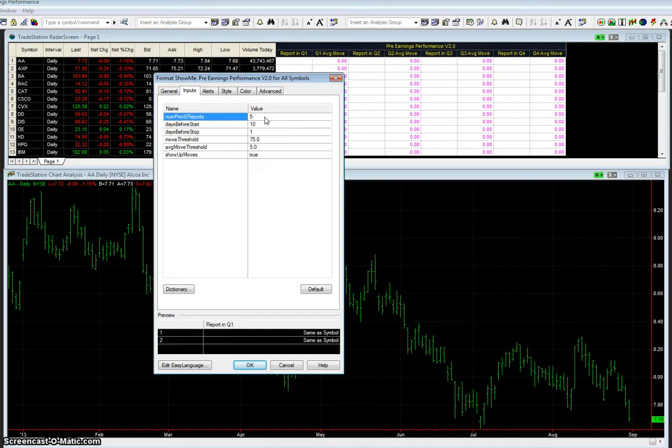This is the number of reports we want to look at. So this is set for 5, so basically 5 years' worth of earnings reports in each quarter. About 10 days before the earnings are announced up to 1 day before the earnings are announced. This is the period of days we're looking at to see if there's a move.